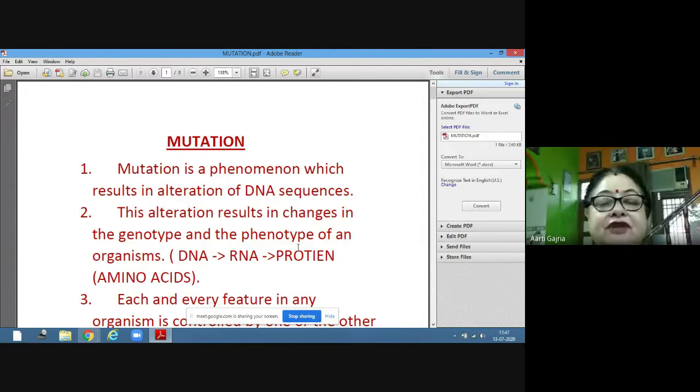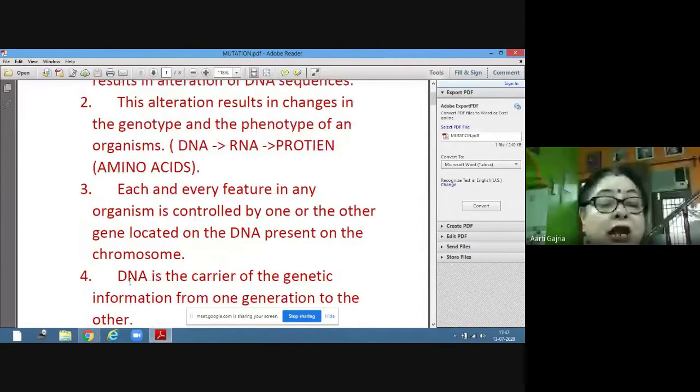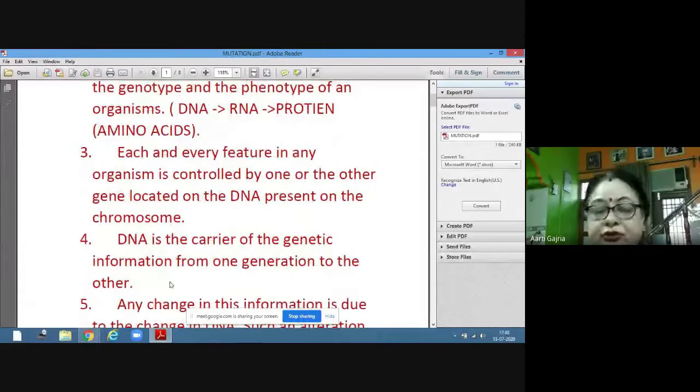Now, each and every feature in any organism is controlled by one or the other gene. All traits of us, all traits of any organism, are controlled by the genes. And where are these genes? These genes are located on DNA. And where is DNA? DNA is present on the chromosome. Now, DNA is the carrier of the genetic information from one generation to another. So, genetic material is DNA, which is present in the nucleus on chromosomes, and this is carrying the genetic information for each and every trait which is going to come in the progeny.